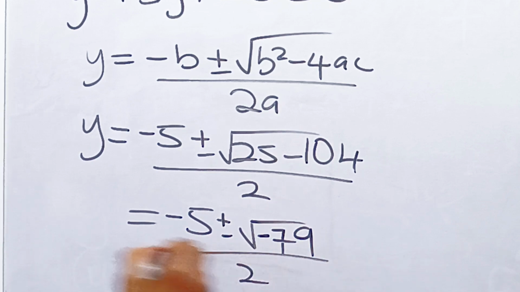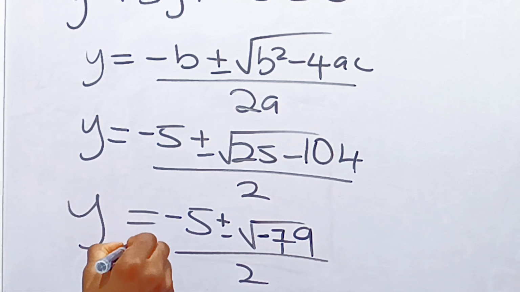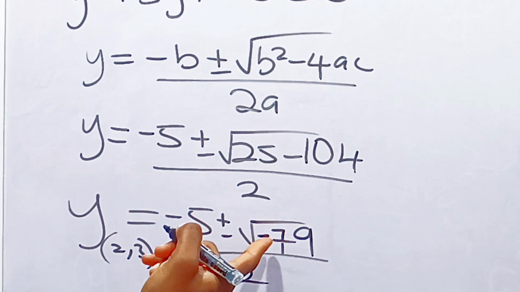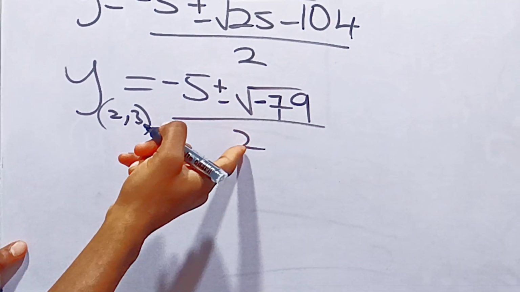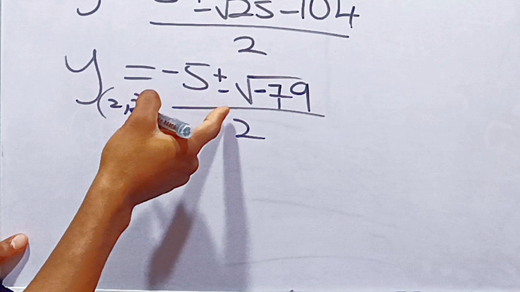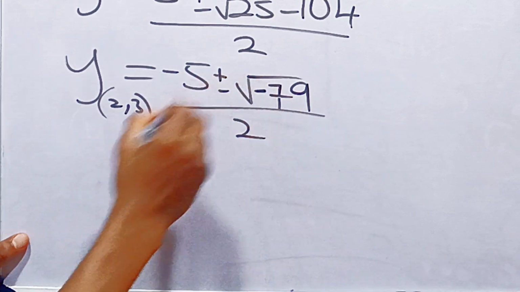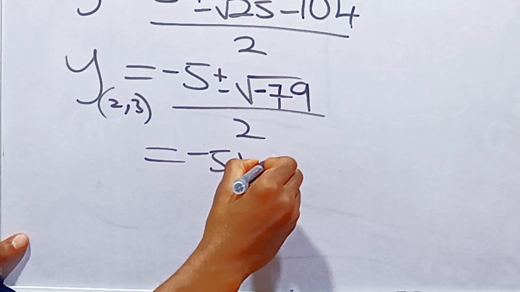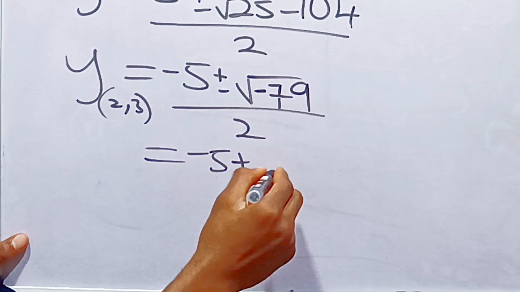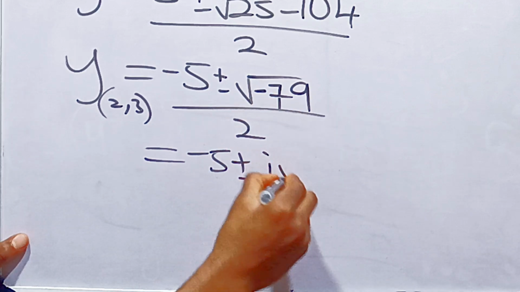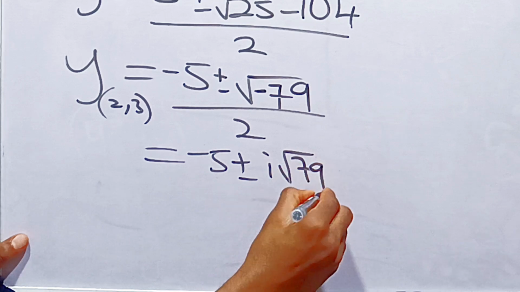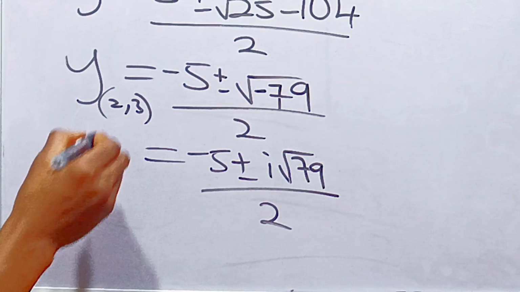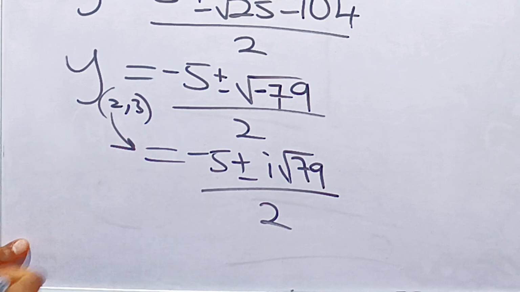So y2 and y3 are that y is equal to minus 5 plus root of negative 79 over 2, or minus 5 minus root of negative 79 over 2. And this can be written as minus 5 plus or minus i times root 79 divided by 2, where i is the root of negative 1. So this becomes the final answer to this question.